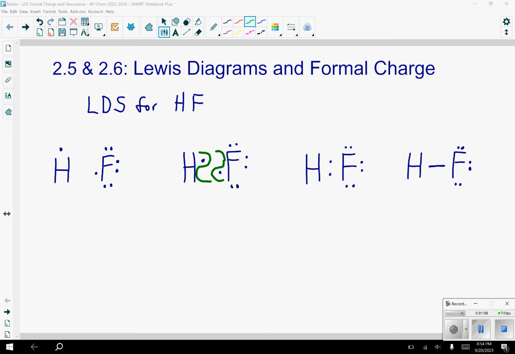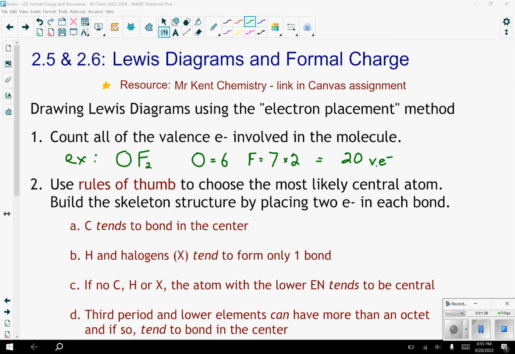This method is not a bad method for simple or small Lewis dot structures, but in AP Chem, we're going to be drawing some more complicated Lewis dot structures, and we need to learn a more versatile method. This method I call the electron placement method.